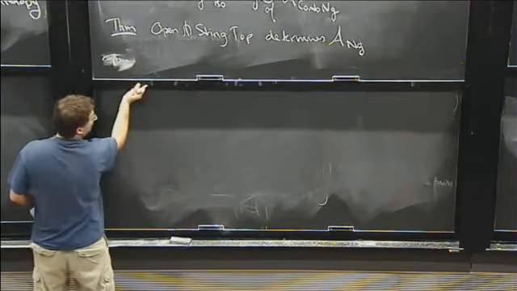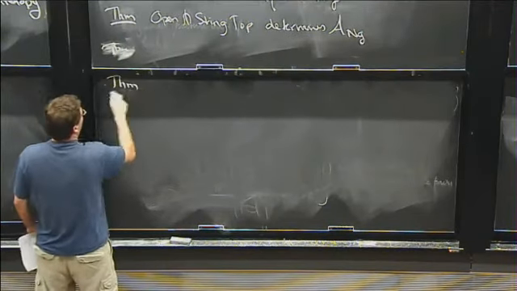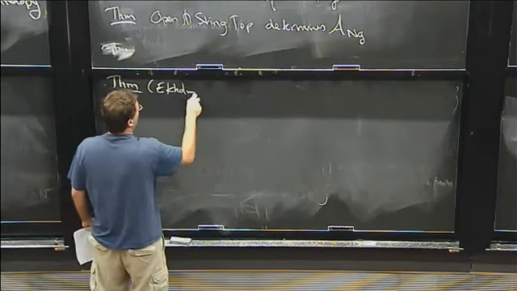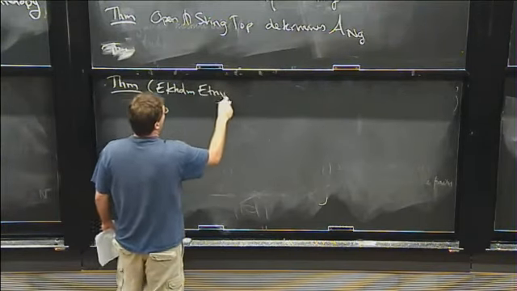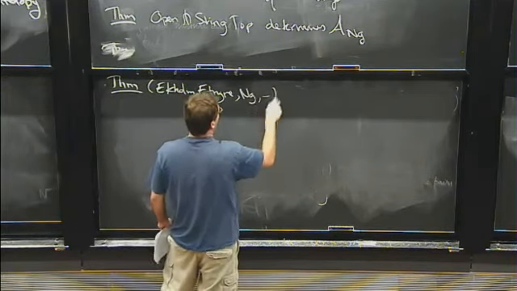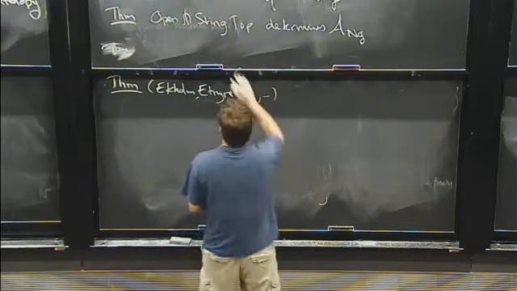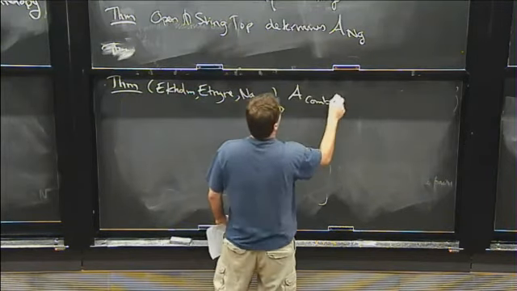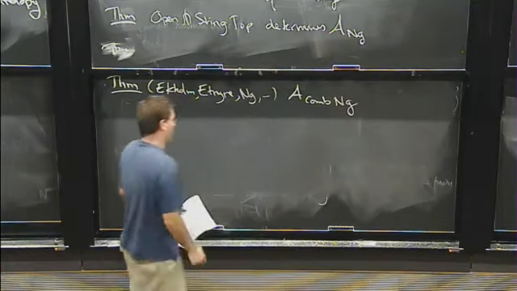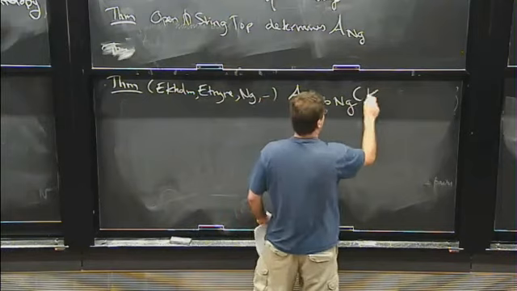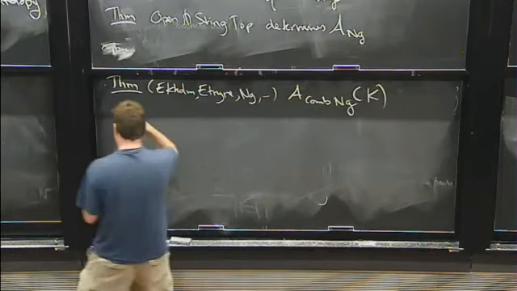by Ekholm, Etnyre, Ng, and myself, that this combinatorial differential graded algebra for a knot, let's say K, is quasi-isomorphic.